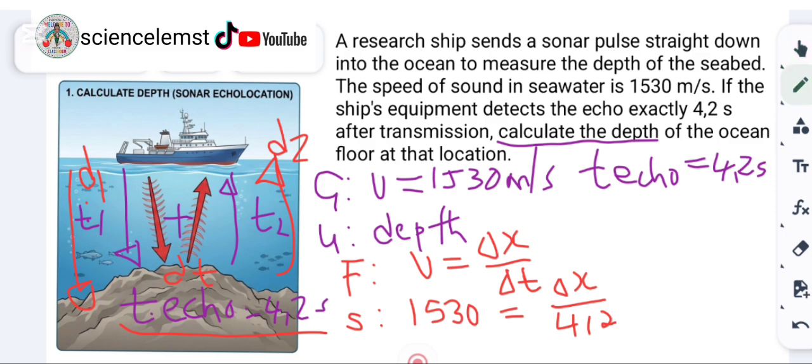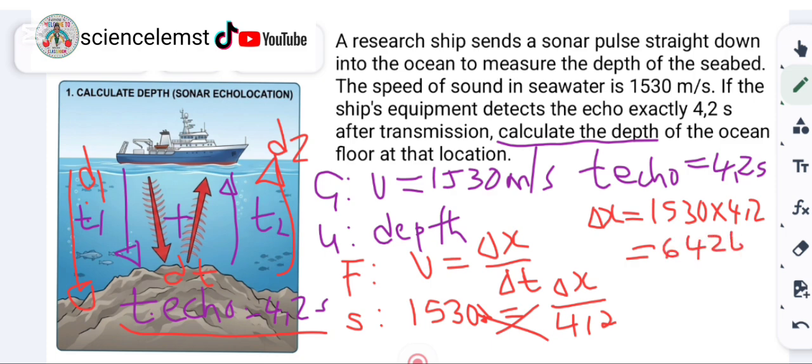So that means what? My delta x is equal to 1530 times 4.2. How did I get to that step? I cross-multiplied. Basic mathematics. Okay. So now my delta x is going to be 6,426 meters. Remember, an answer without a unit is wrong. This is my delta x, simply meaning the total distance that the sound traveled. The question was asking for what? The question was asking for the depth.